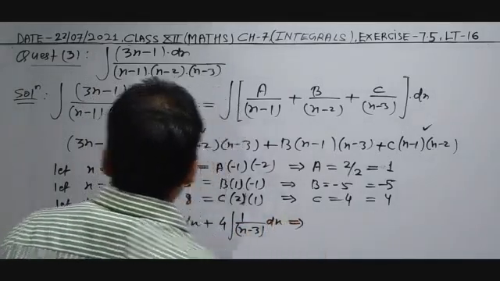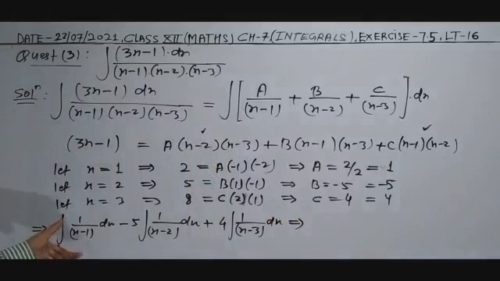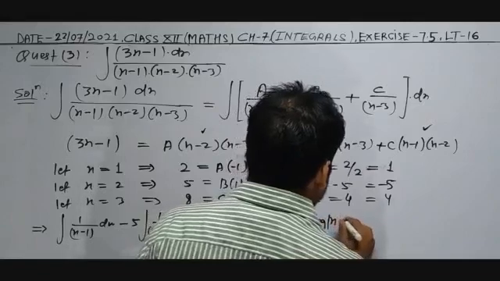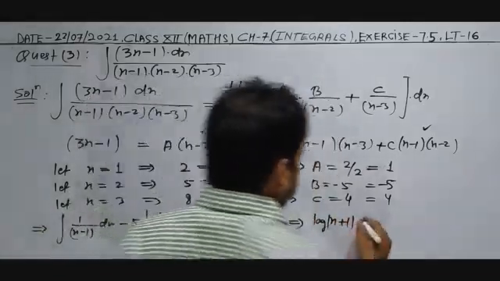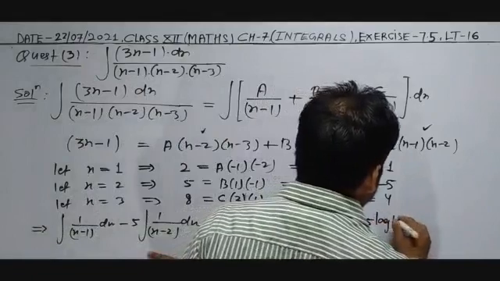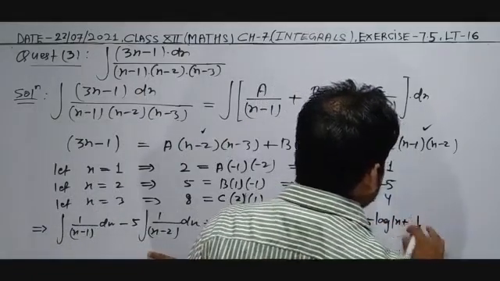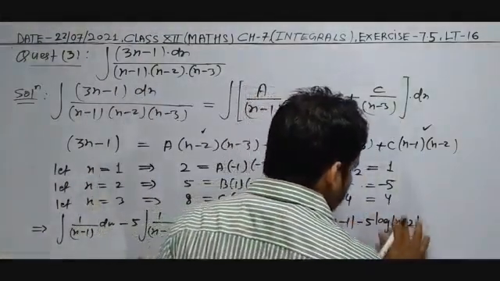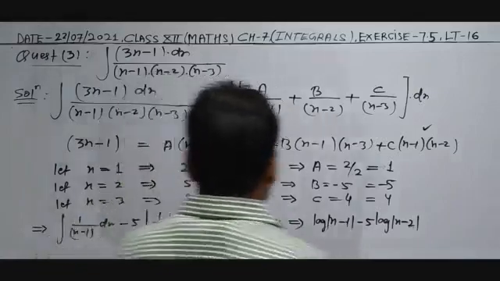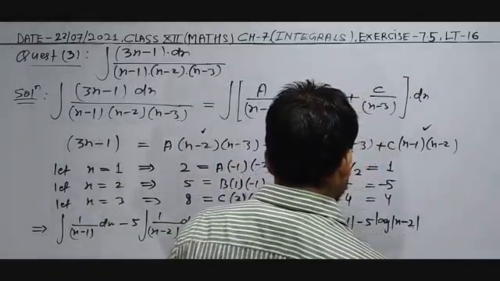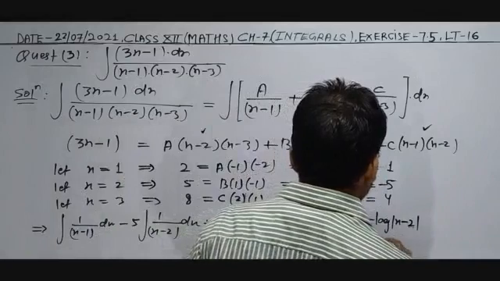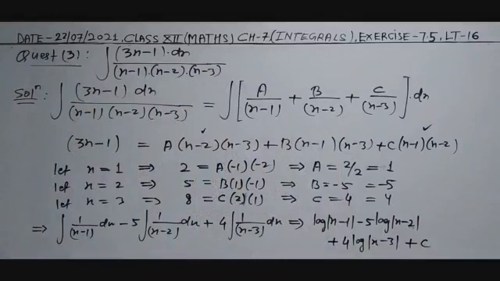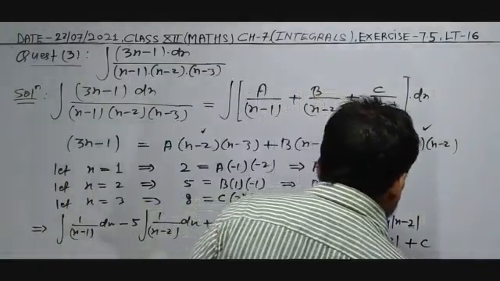And now what will be its result? Its result is log|x-1|, minus 5 times log|x-2|, plus 4 times log|x-3|, plus c. Now this is the answer. Question number 3 is completed.